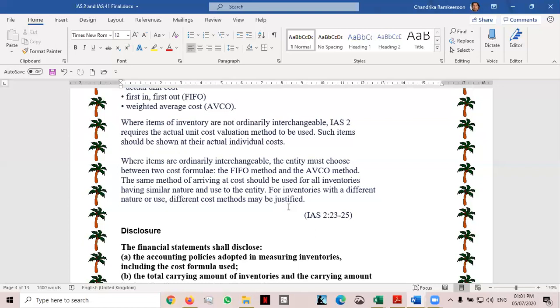So if, for example, the business normally carries items which are not ordinarily interchangeable, the items with their own specifications, and if the business carries items which are ordinarily interchangeable, as I said, such as gasoline or t-shirts or golf balls, things like that, then for the items which are not ordinarily interchangeable, actual cost will be used. The items which are ordinarily interchangeable, either FIFO or average cost would be used.